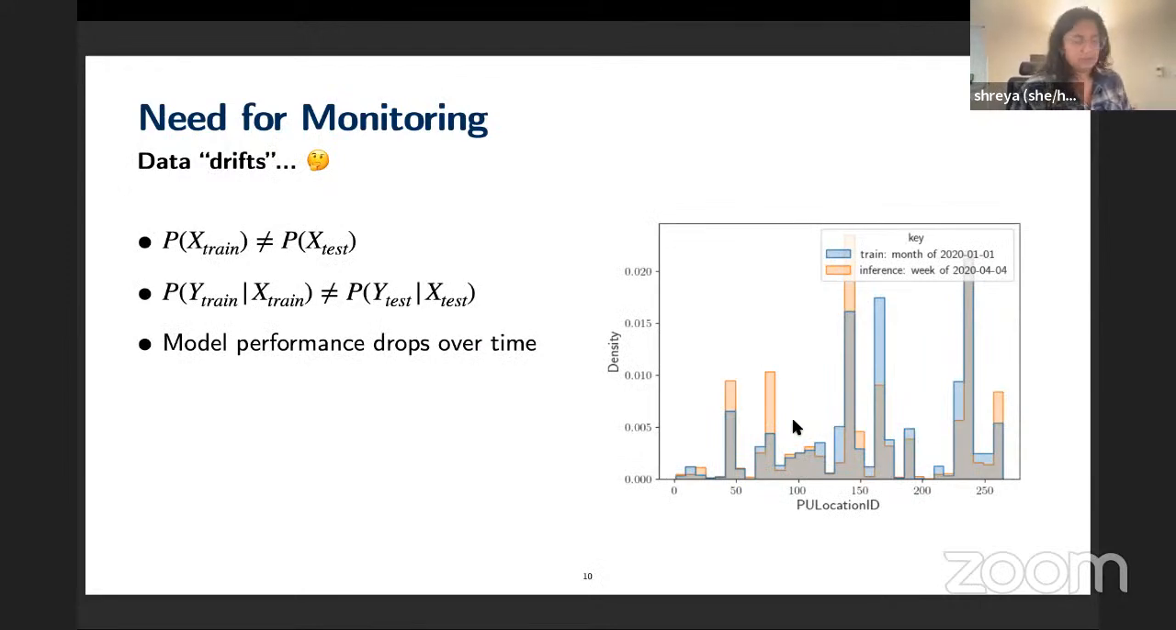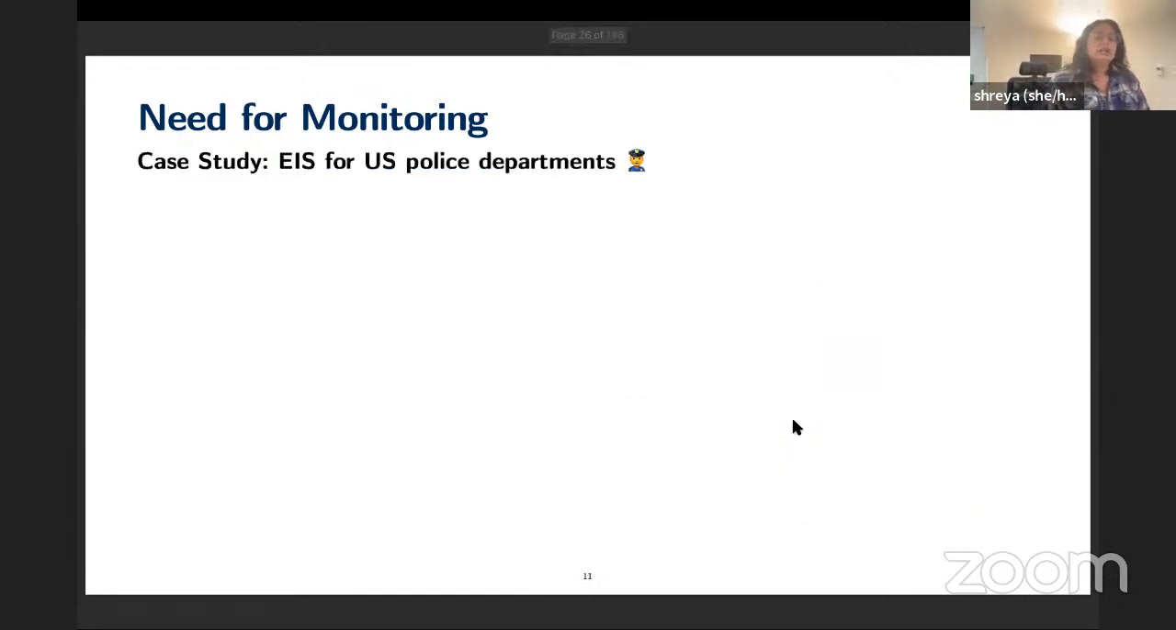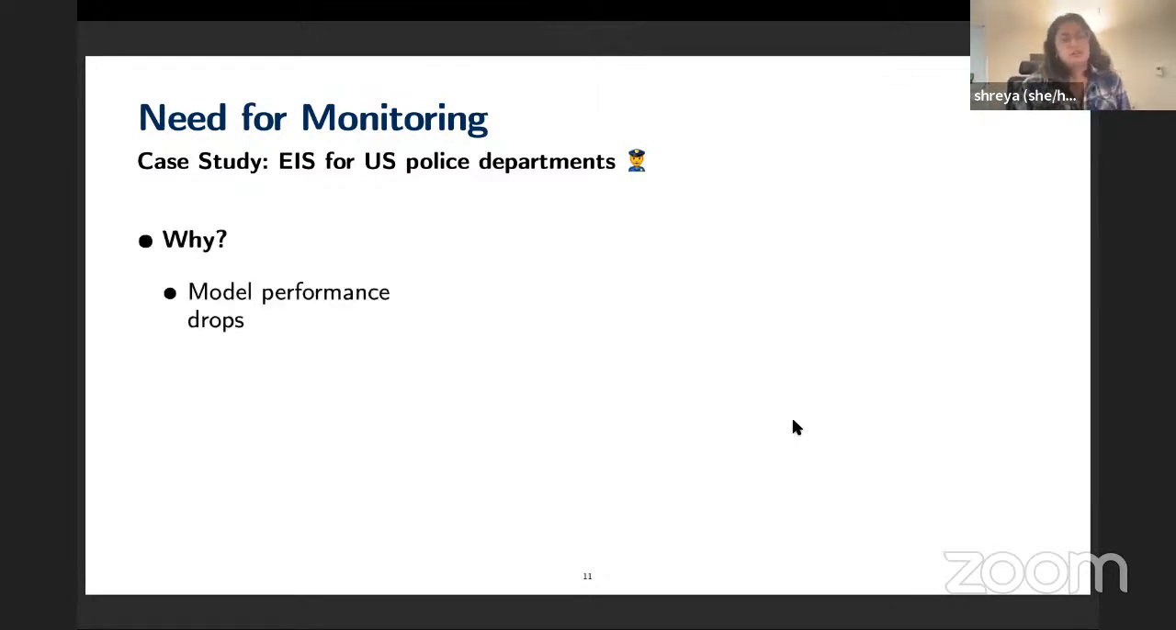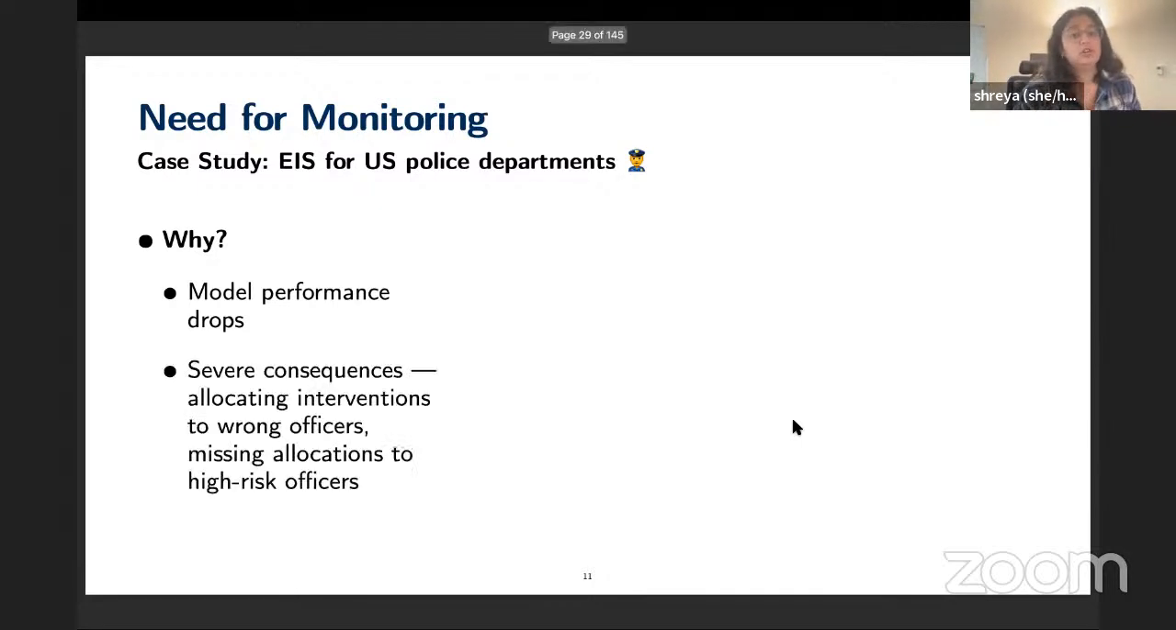Like when you have engineering bugs, you still need to make sure that you have a good assessment of your data quality. And another, I think, fun case study was this KDD paper that came out a few years back, where they tried to do early intervention systems for US police departments. Their motivation: a model to predict whether we should intervene with some police officers. If the model is bad or the performance drops, we need to know. And there are huge consequences that come out of this, like allocating interventions to the wrong officers or missing allocations to the high risk officers.